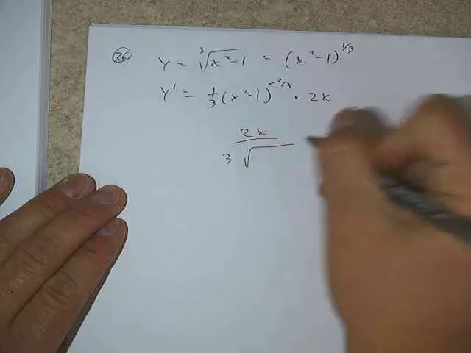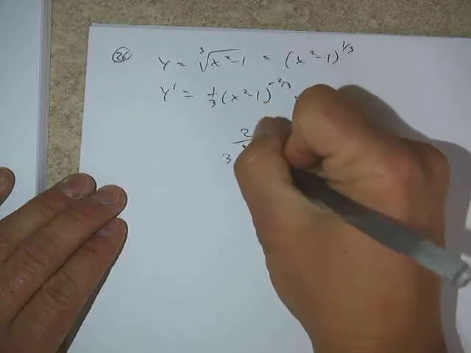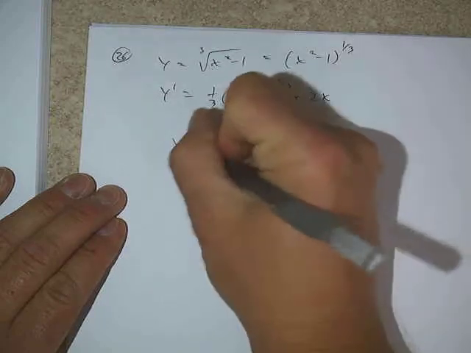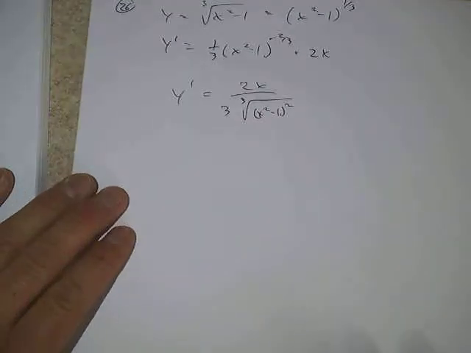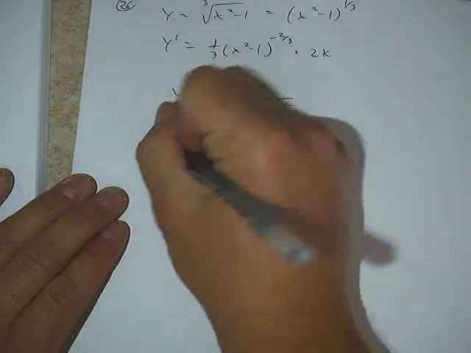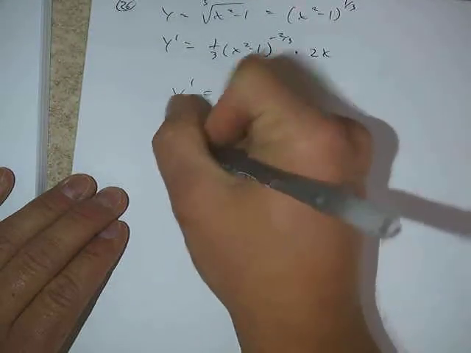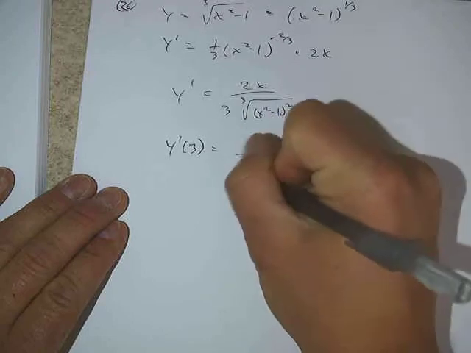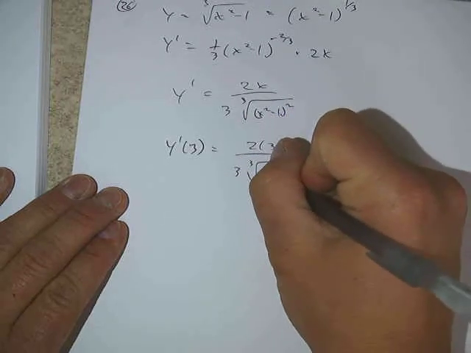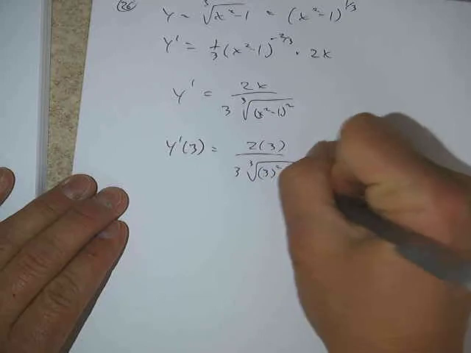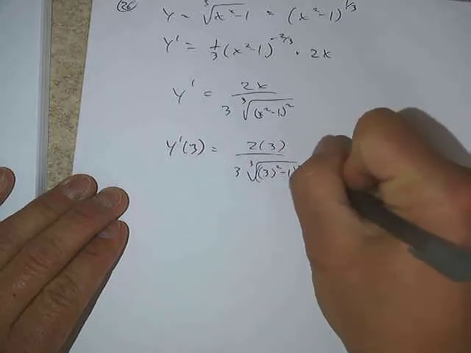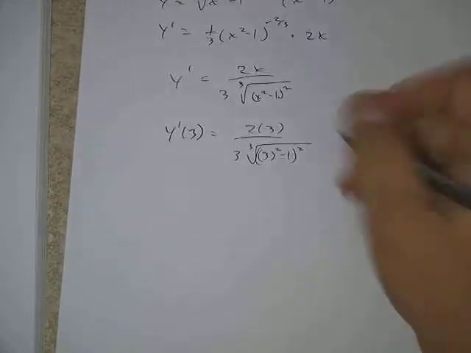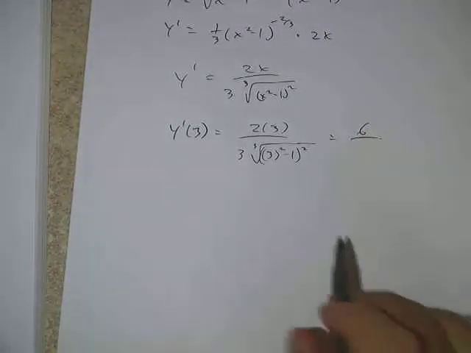So our derivative would be 1/3 times (x squared minus 1) to the 1/3 minus 1, which is negative 2/3, times 2x, the derivative inside. So ultimately I'd have 2x on top, I'd have 3, and then on the bottom I'd have the cube root of (x squared minus 1) all squared as our derivative. So that's our y prime. And the point in question is where x is 3, it says. So if I put my 3 in there, let's see what we get.